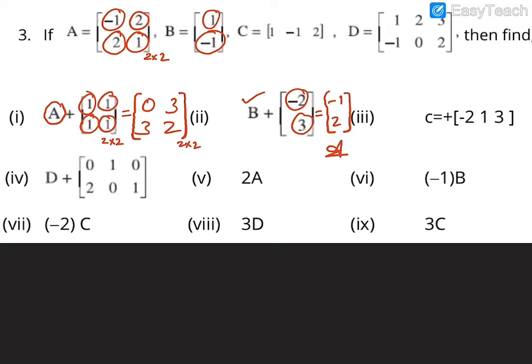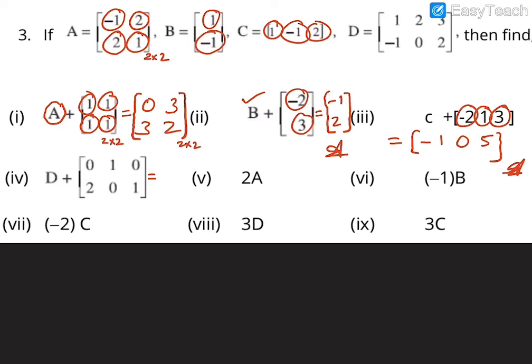Here there is no equal sign. This is c plus this one. So what is c? C is 1 plus minus 2 will be minus 1. Minus 1 plus 1 will be 0 and 2 plus 3 will be 5. So this is part 3. Similarly, part 4 is d plus this matrix.